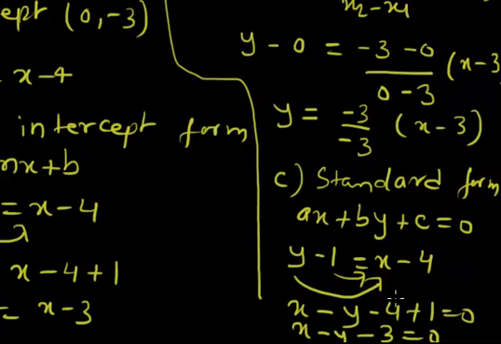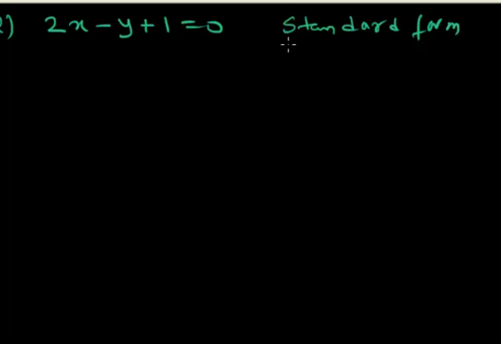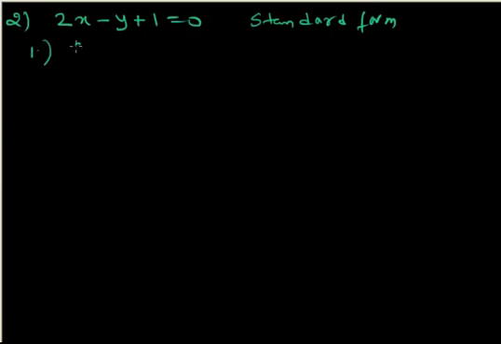Similarly, if I take an example which says you have the equation 2x minus y plus 1 equals 0, then this is the standard form of the given equation. From this standard form, if I want to write the other three forms, the first form is the slope-intercept form. How to write the other three forms?